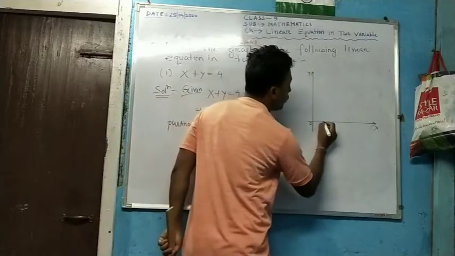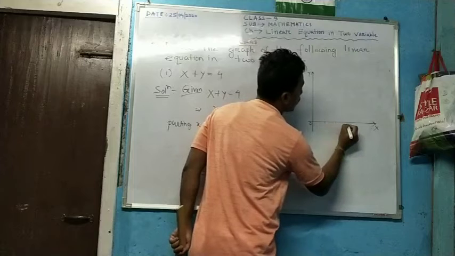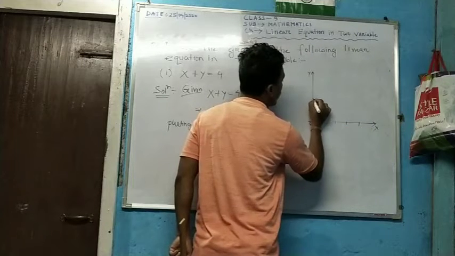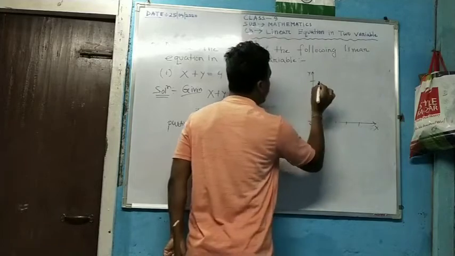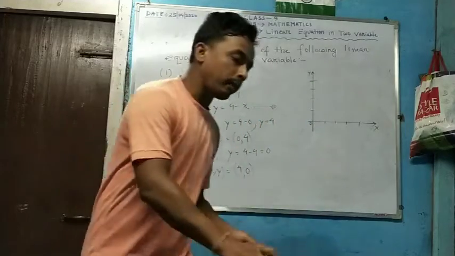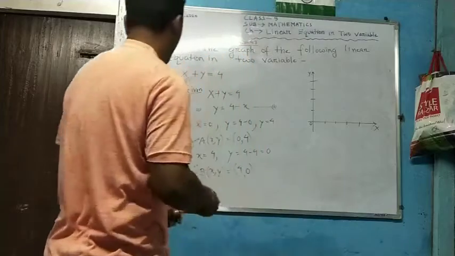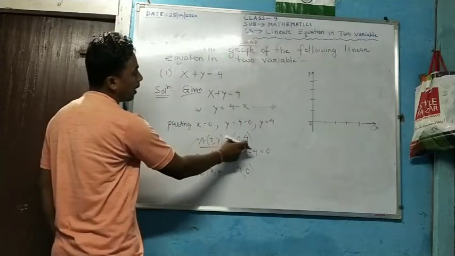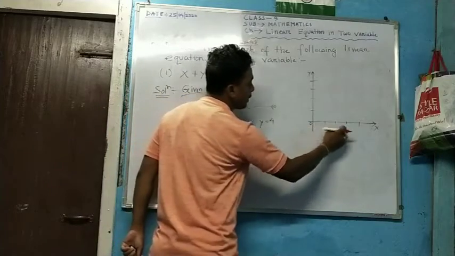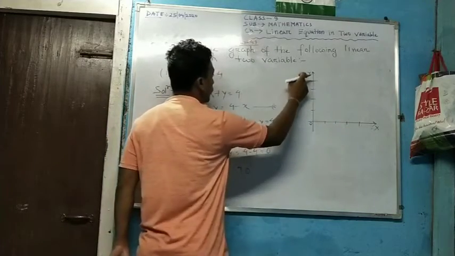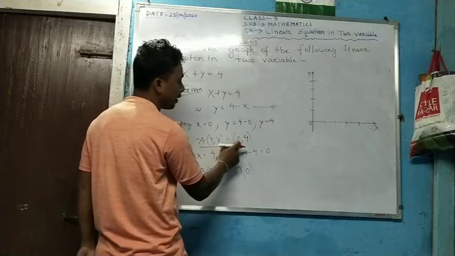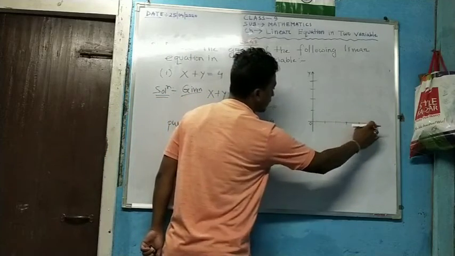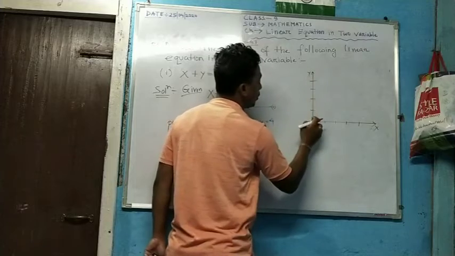So I will mark 4 points, 1, 2, 3, 4. Similarly, in the y axis also I will mark 4 points, 1, 2, 3, 4. Now keep one thing in mind. My first point that I have to plot is A (0, 4). For x I have to move in this direction, and for y I have to move in this direction. For x equal to 0, I will get y equal to 4. X equal to 0 means I cannot move in this direction. I have to move for the y value.